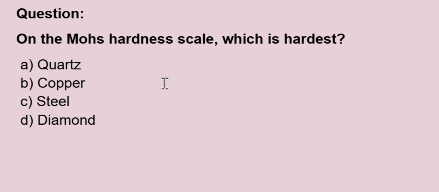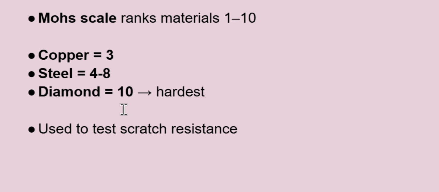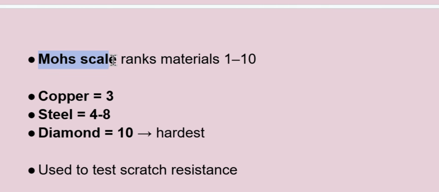Okay, moving on. Question. On the Mohs hardness scale, which is hardest? A. Quartz, B. Copper, C. Steel, or D. Diamond? The correct answer is diamond. So diamond is the hardest material on Earth. What does it mean, Mohs scale? So Mohs scale ranks materials by their hardness on a scale from 1 to 10. So 10 is the hardest, 1 is the least hard.